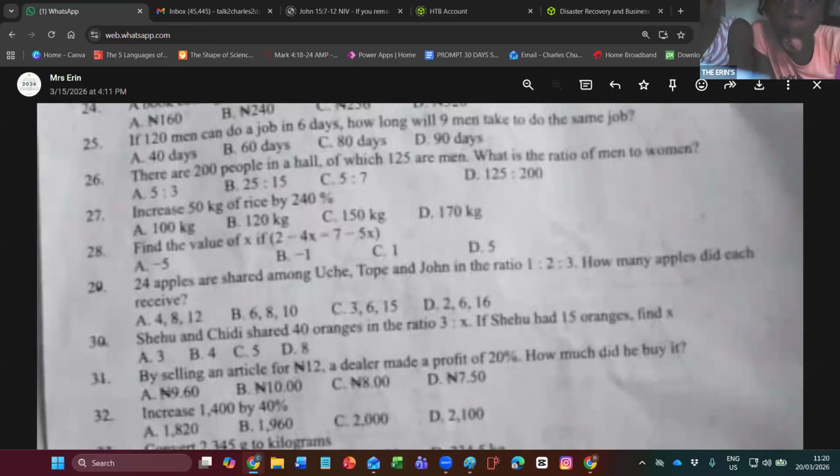Number 29. 24 apples were shared among Uche, Tope, and John in the ratio 1:2:3. How many apples did each receive? This one is an easy question, and you people can do it. Who is going to start? What's the first thing we should do?